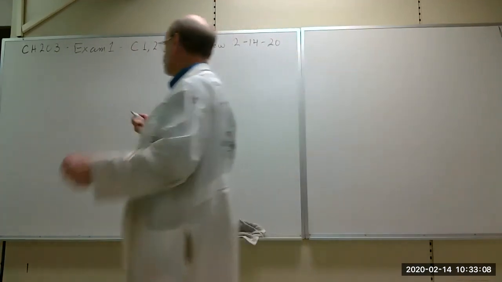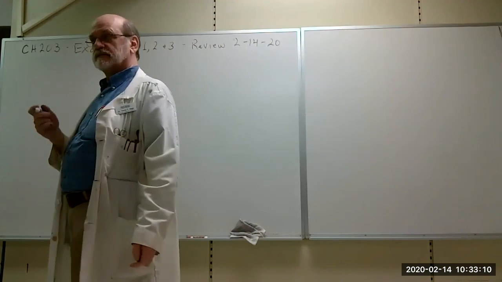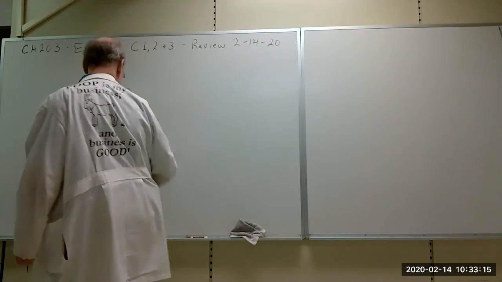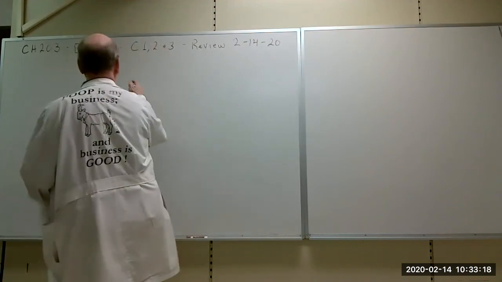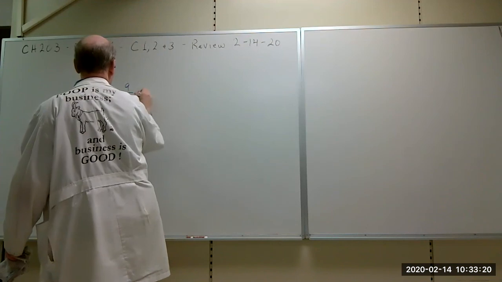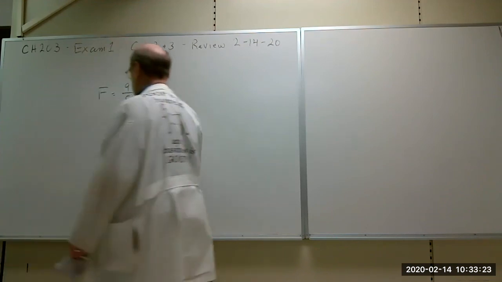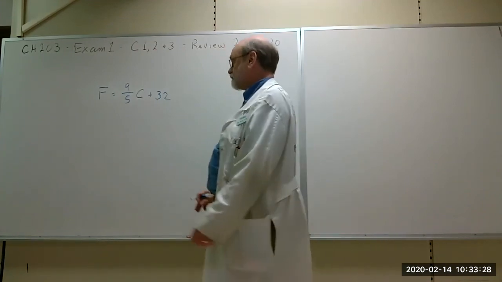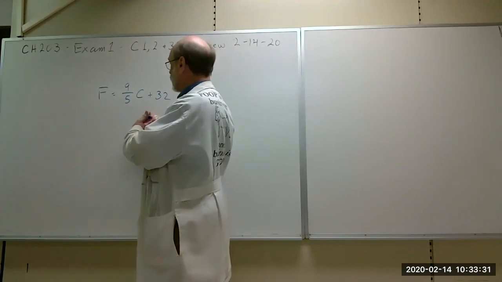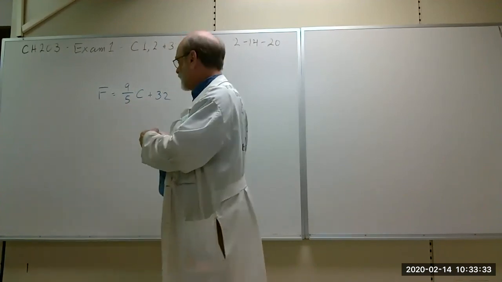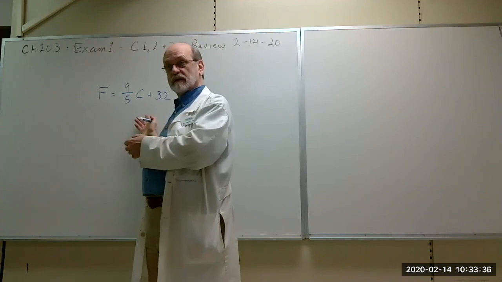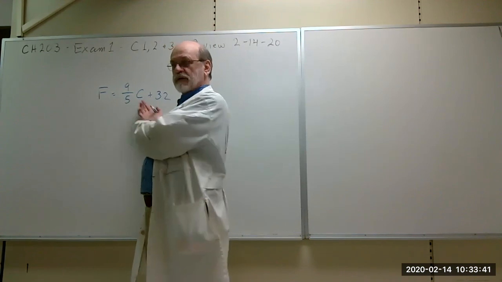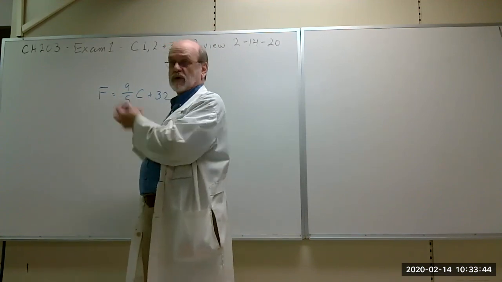Now, if you're converting temperatures, then you have Fahrenheit equals 9/5 centigrade plus 32, or 1.8, same thing. So this is just a formula for converting one to the other. And if you know Fahrenheit and you want to get centigrade, you have two options. Plug the number in and then solve for this one, or solve for this one first and then plug the number in. It works either way.